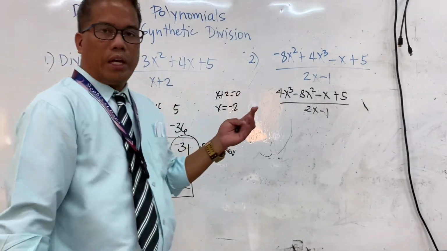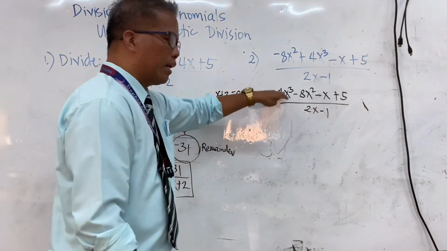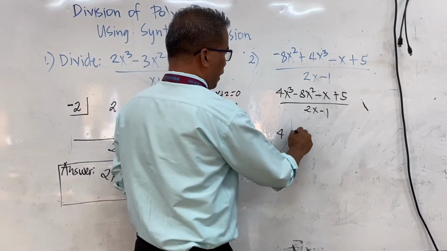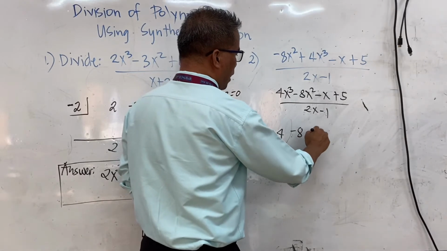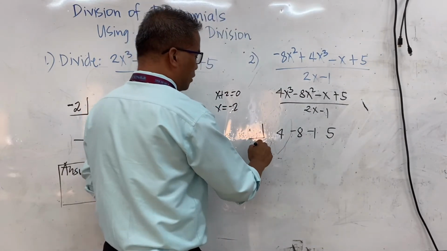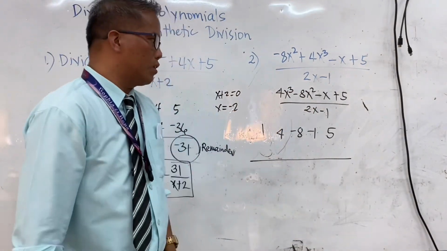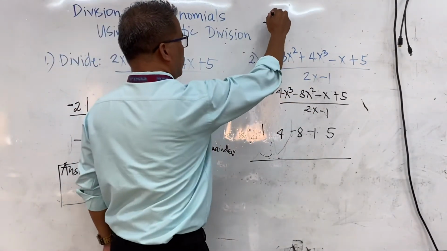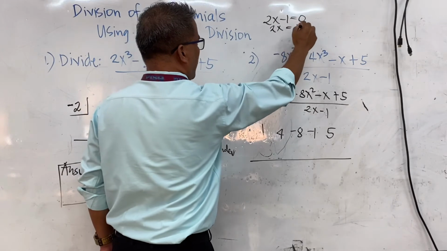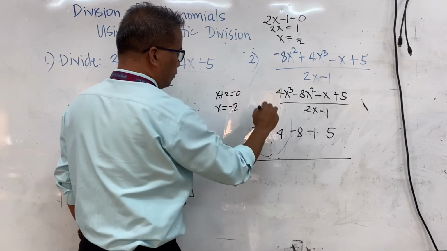Now, in synthetic division, you are going to get the numerical coefficient of each term. So we have 4, negative 8, negative 1, and then 5. Then our divisor: we equate this to 0. I'm going to show you. 2x minus 1 equals 0. Then transpose negative 1, so 2x equals 1. Divide by 2 both sides, x equals 1/2. So we have here 1/2.